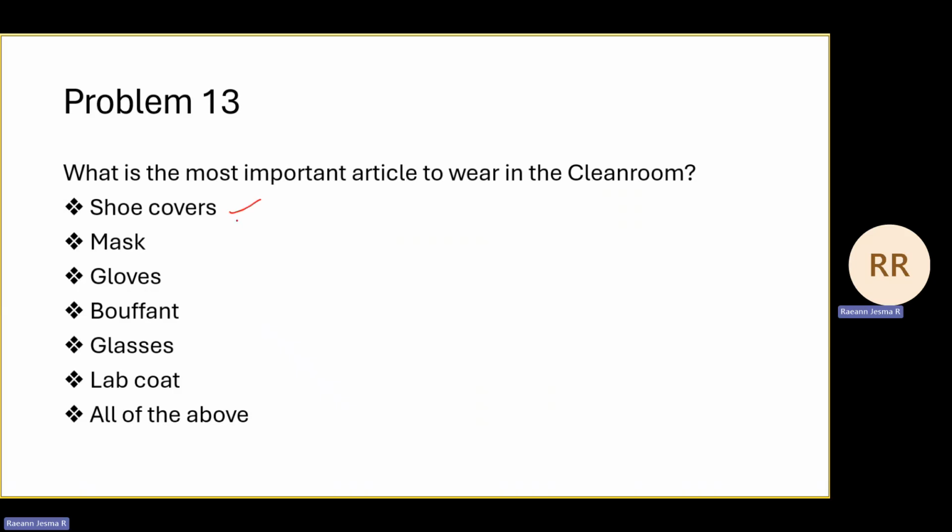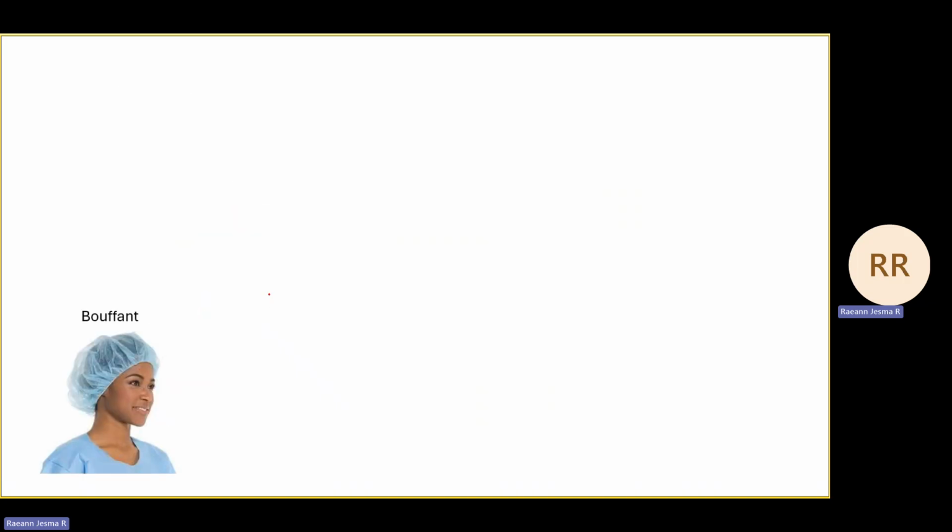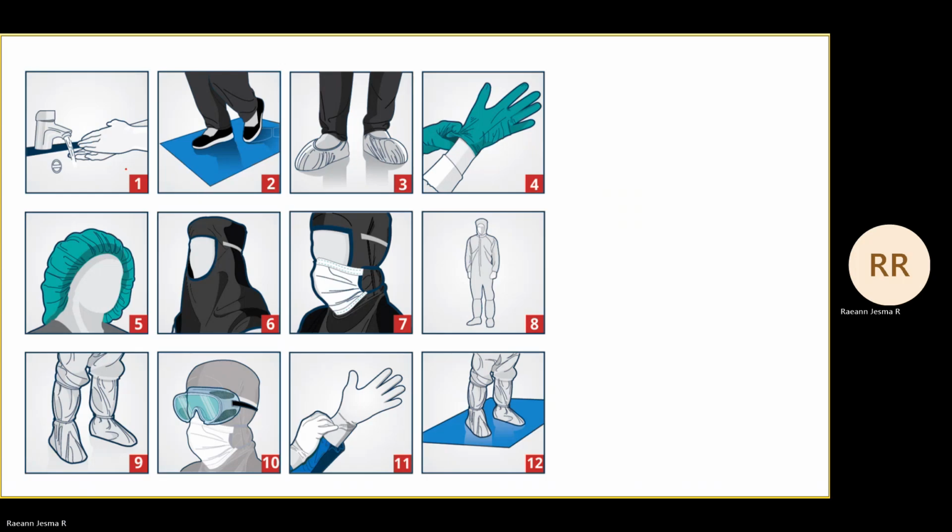So we need to wear shoe covers. We need to wear a mask, gloves, buffet. We also have to wear some protective glasses and a lab coat. So generally the correct answer is all of the above. So this is what a buffet looks like. It is generally a hair cover. So here you have a certain sequence of steps that tell you what processes are to be involved before going into a clean room.